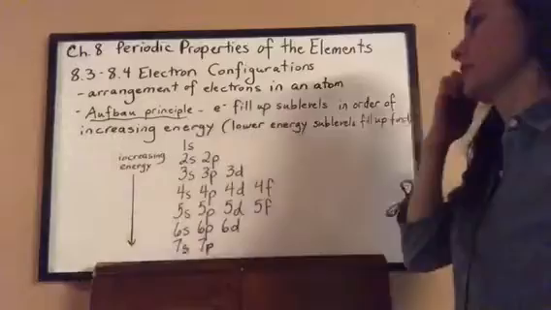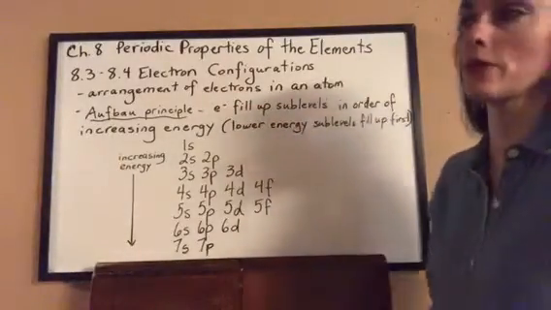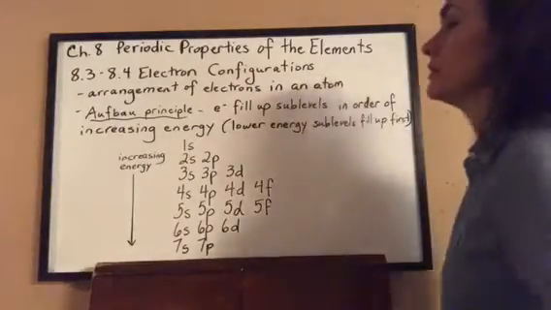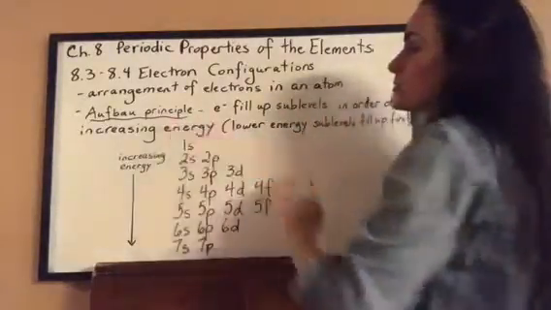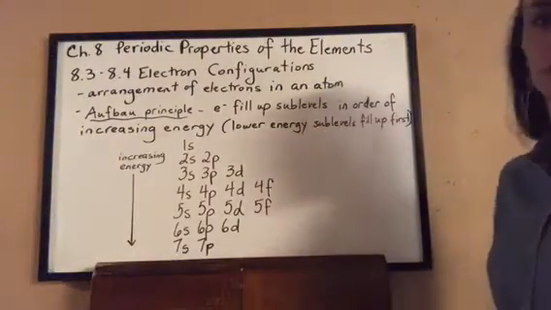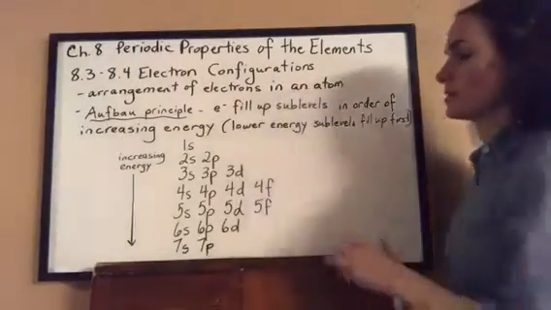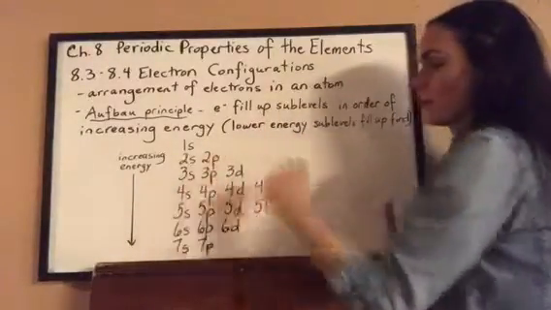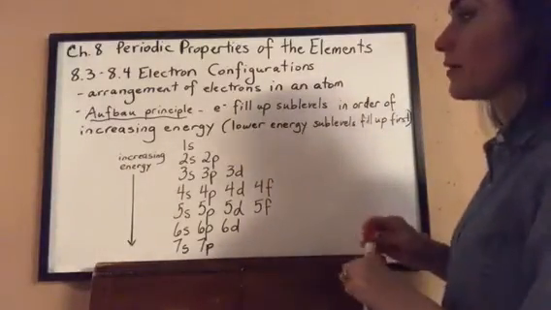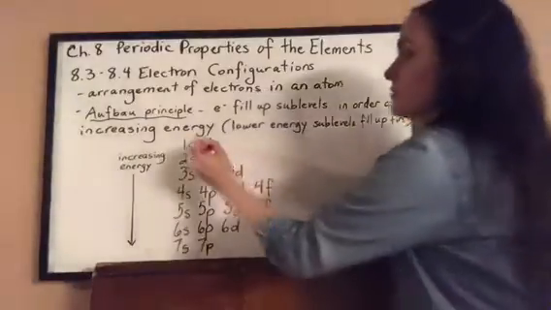Electron configurations refer to the arrangement of electrons in an atom. The larger the atom, the more organization you need. The Aufbau principle states that electrons fill up sublevels in order of increasing energy. So the lower energy sublevels fill up first. Now you may have seen this figure before, and I'm going to show you how the electrons fill up. They fill the lowest sublevel up first, which would be 1s.